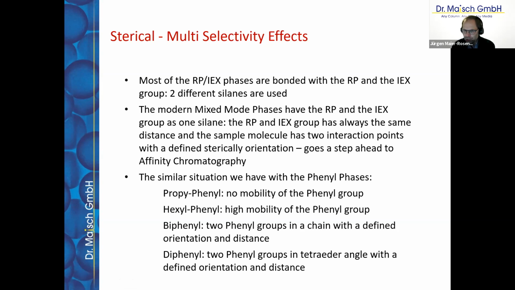Going to the hexyl phase, due to the longer chain of the spacer, we have a high mobility of the phenyl group, and that allows it to get in contact with areas of the molecule which are not possible with the propyl phase, due to steric hindrance. And so these 2 phases can have a completely different elution profile, and it's important to know that.